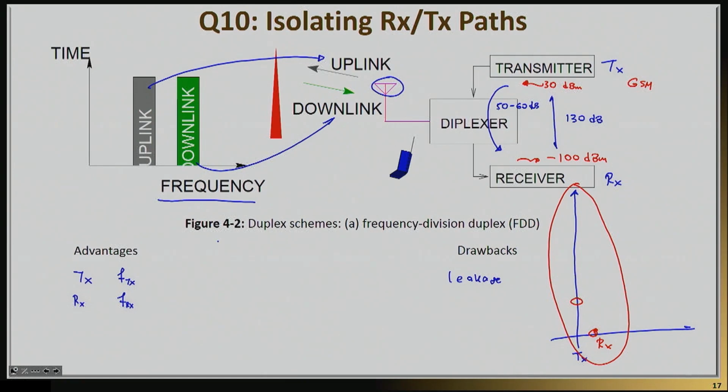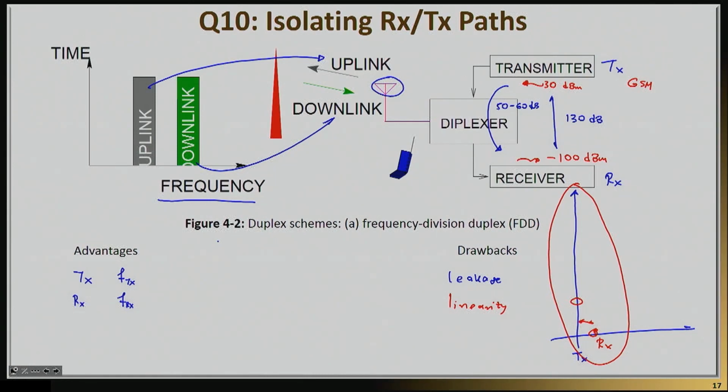If it somehow starts mixing these two up, then guess what? Basically, the system doesn't work anymore. So linearity and leakage basically are the two biggest drawbacks when you're trying to separate the transmitter from the receiver based on frequency ideas.